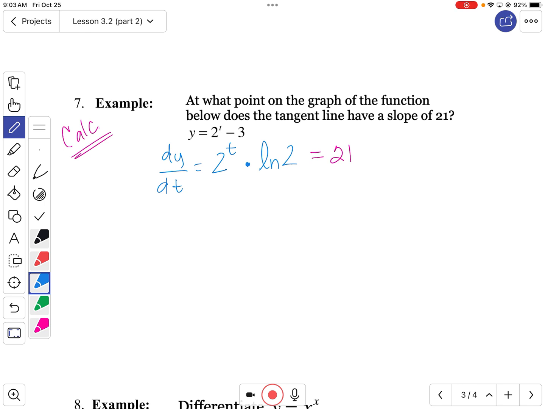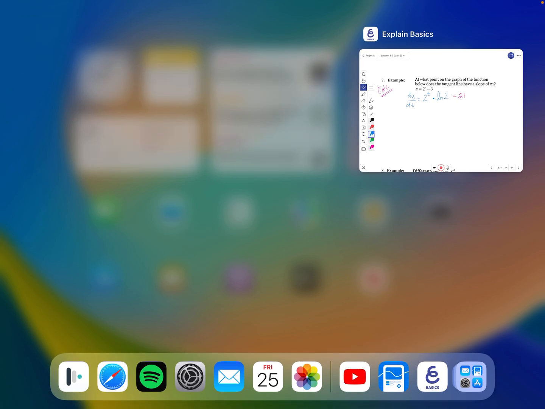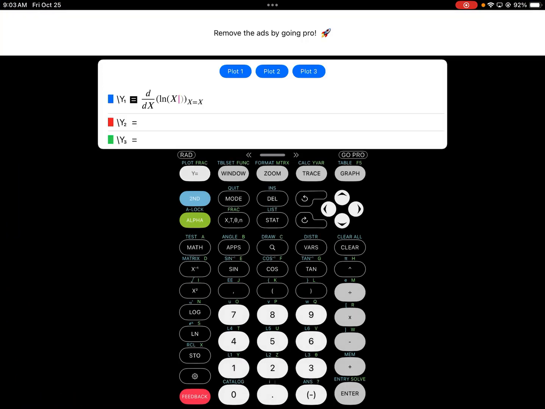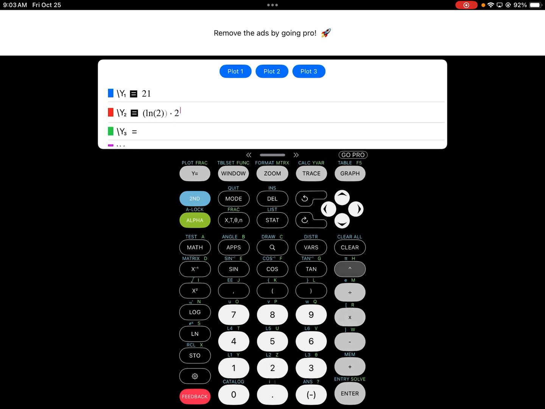It's all good. All right, so 2 to the t times the L and a 2 equals 21. So let's go to our calculator. Let's go to y equals, and let's put that expression in there. I'm going to put 21 in the first one, and then in the second one, ln of 2, and then times 2, and we'll just call it x.